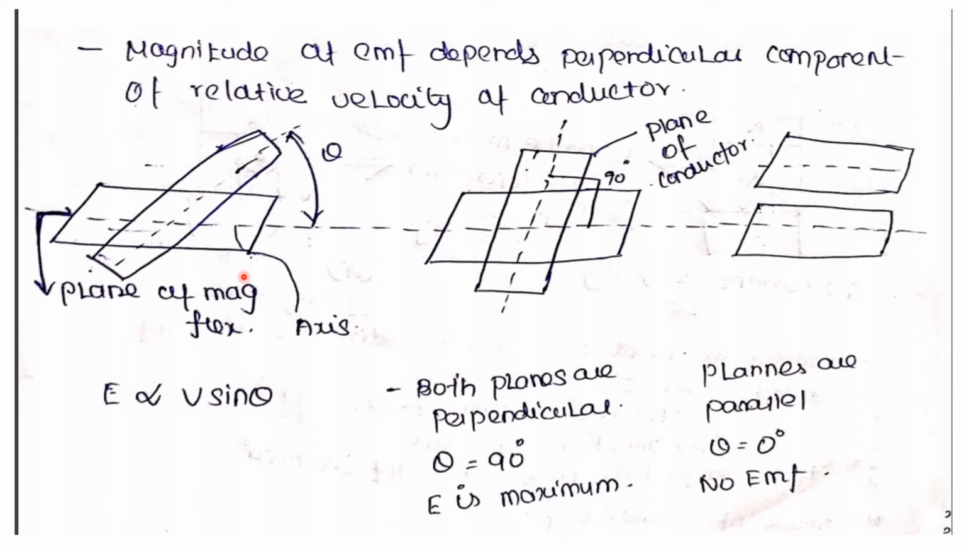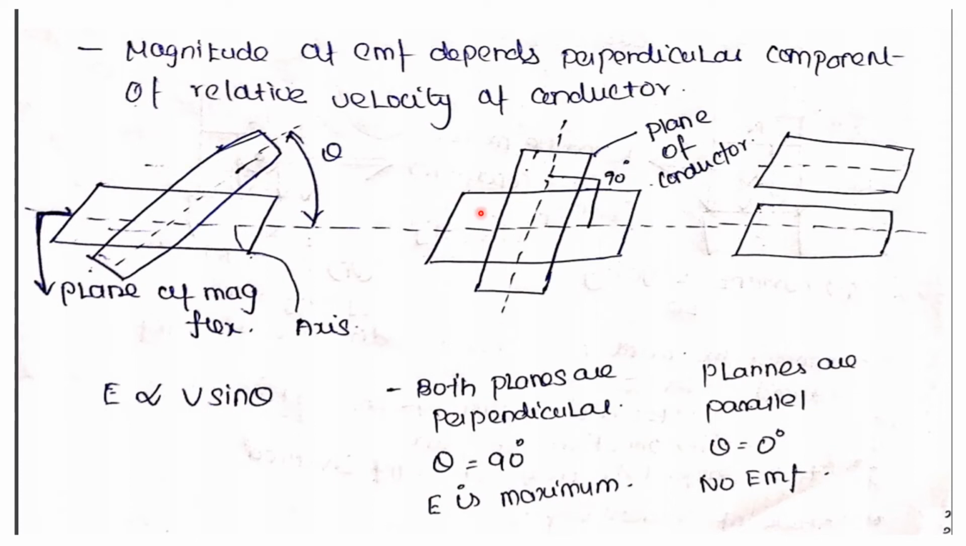Now check. Here there is an angle between the plane of the conductor and the plane of the magnetic flux. The EMF is directly proportional to the velocity of the conductor as well as the angle between the rotational plane of the conductor and the plane of the constant magnetic flux. Now both planes are perpendicular to each other, so theta is 90° and the EMF is maximum.